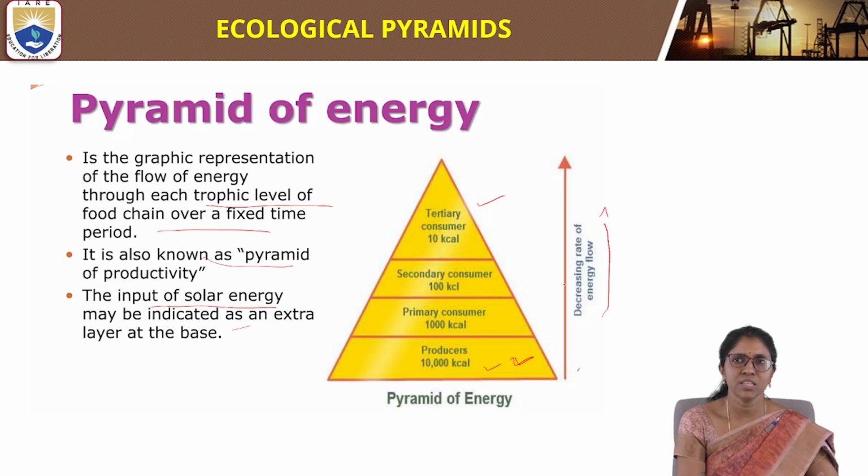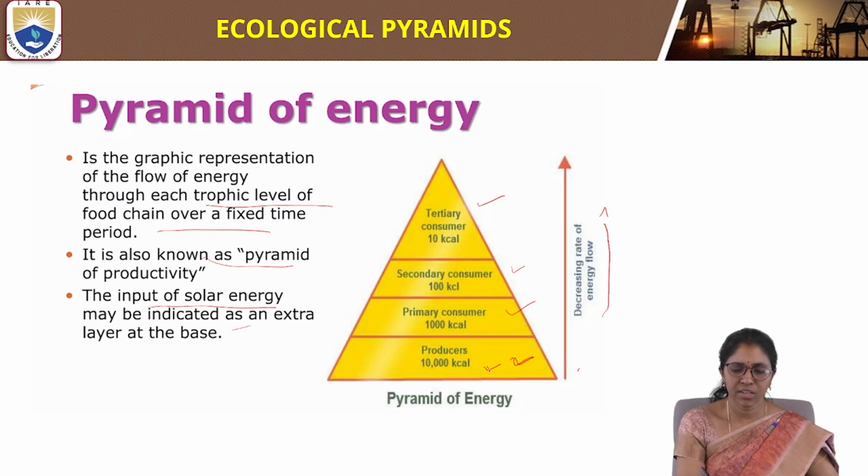So it is a decreasing rate of energy flow. Producers have more energy. That flow of energy is 10,000 kilocalories. Primary consumers have 1,000. Secondary consumers have 100 kilocalories. Tertiary consumers have 10. So it is decreased by 10%.